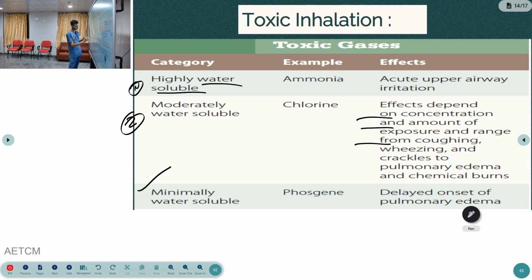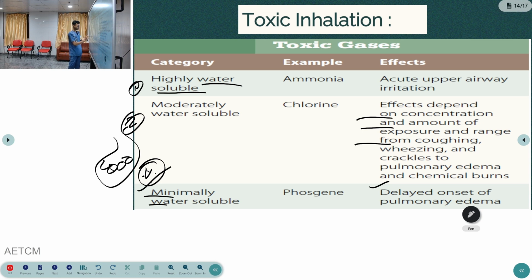And then the final category is minimally water soluble. These substances are more important. Initially the person may present as normal, they won't feel anything, just initial mild irritation, and they will feel fine, but it will cause delayed onset of pulmonary edema. Because it is minimally water soluble, it will cross your mucosa and your airways everywhere. Finally it will lodge in your alveoli.